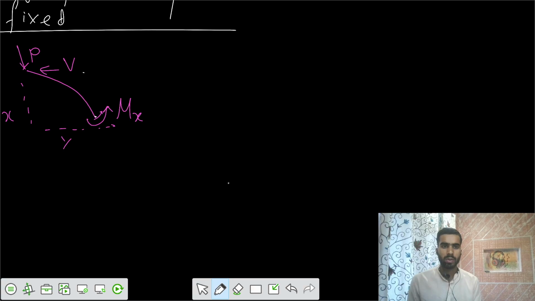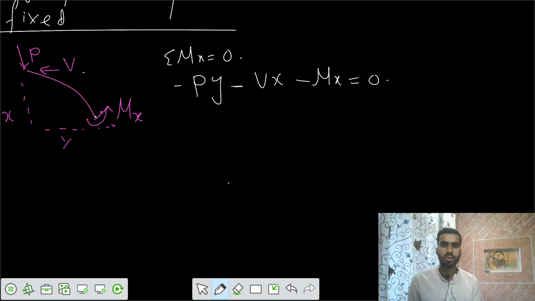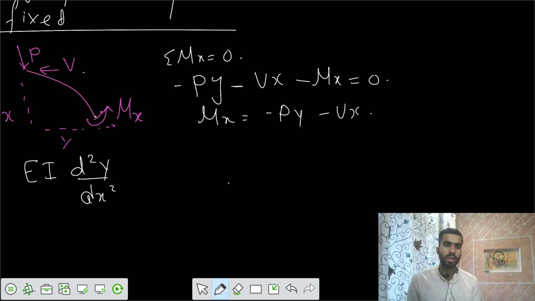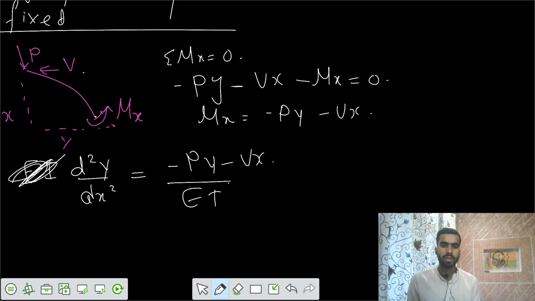So let's apply the summation of moments at that section equals 0. That means P times y anticlockwise, and minus V times x anticlockwise, and one more thing is Mx, that's also anticlockwise, that equals 0. So Mx equals minus Py minus Vx. If I write that equation of bending, we say EI d2y by dx2 equals minus Py minus Vx. So if I divide by EI, we get this equation.